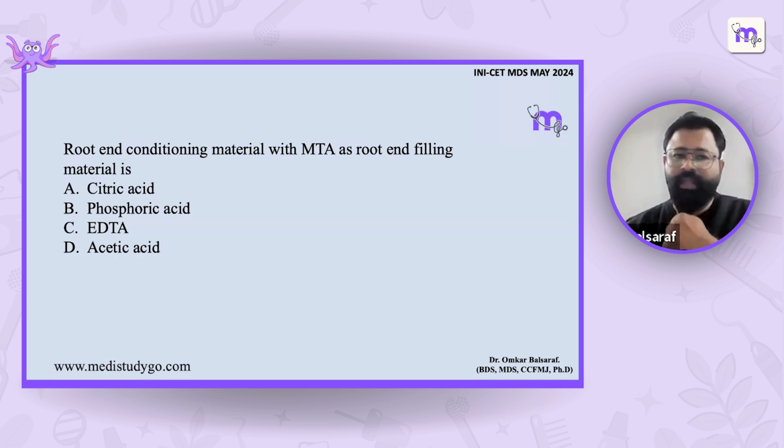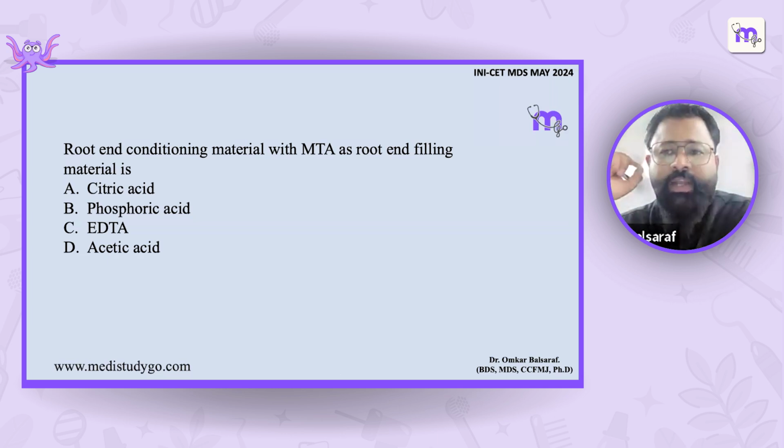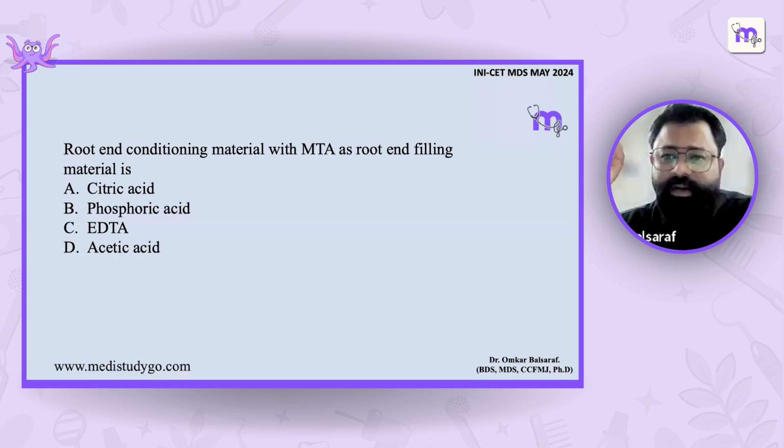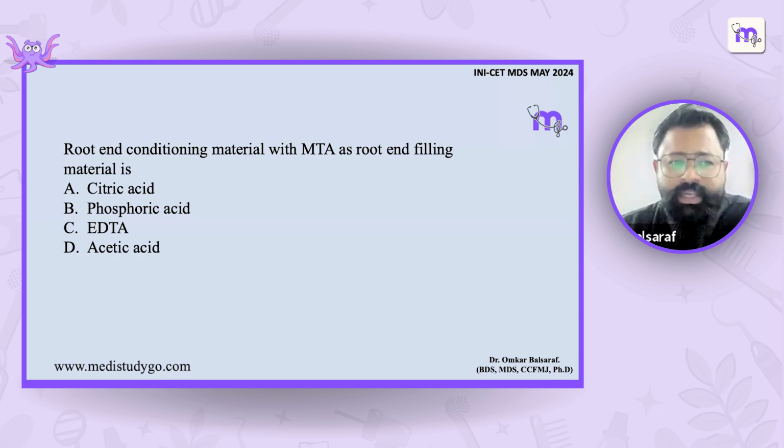Whenever you're remembering these materials, I'll suggest you please remember them with their concentration. So EDTA is going to be used as 17% EDTA, phosphoric acid as 37% phosphoric acid, citric acid as 10% citric acid. Acetic acid can be used in variants depending on its use. Okay. So the right answer here is not EDTA, which is the response I have got.